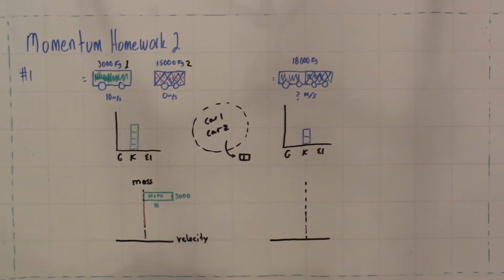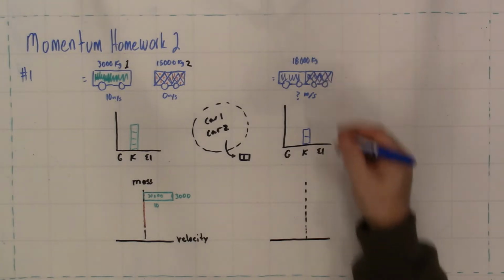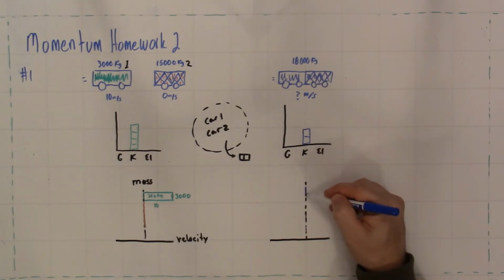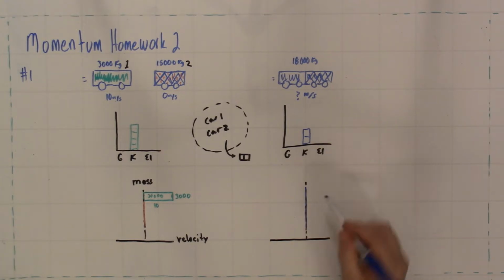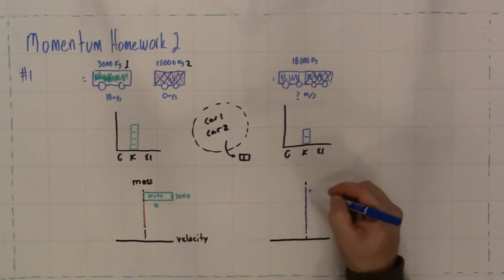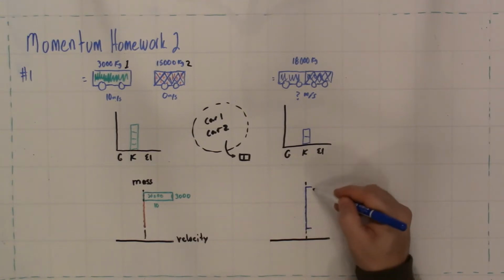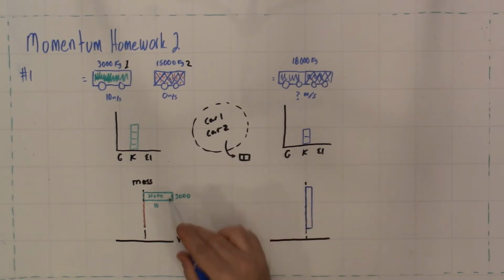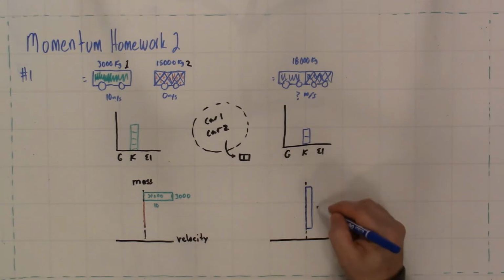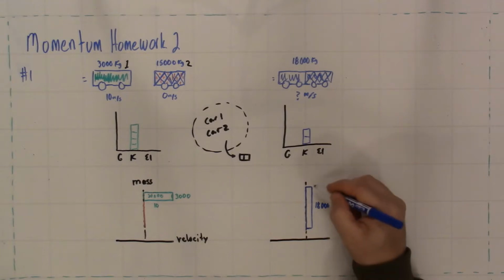So what has to happen over here? Well, now if we look at the total mass is now 18, which is the combined mass, the first one, and then 1, 2, 3, 4, 5. But it's so much taller, which means that it's moving so much slower because the total area here has to match the total area here. But now the up and down is 18,000. And so the question is, what is this velocity?